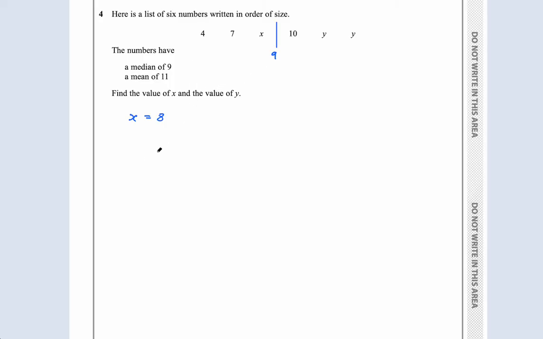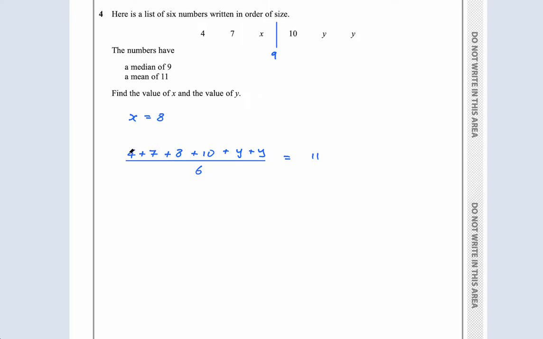So the mean, remember how I find the mean. The mean is I add up all the numbers, 4 plus 7, plus x, which is 8, plus 10, not 9, guys, that's not a number in the data set, plus y, all of this divided by 6 equals 11. And then you can solve this equation.